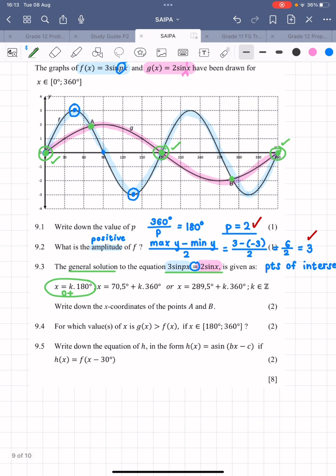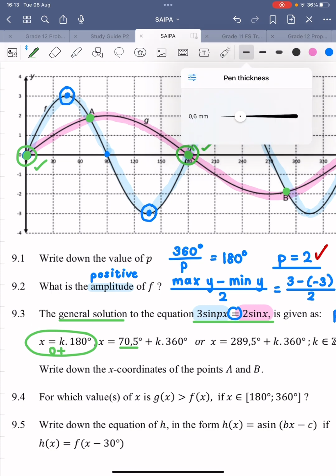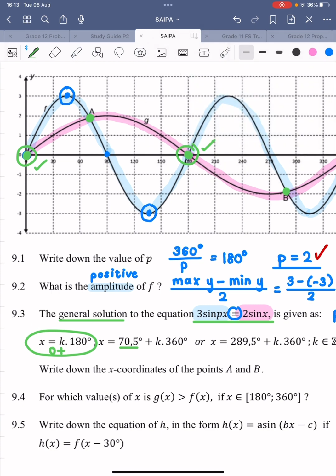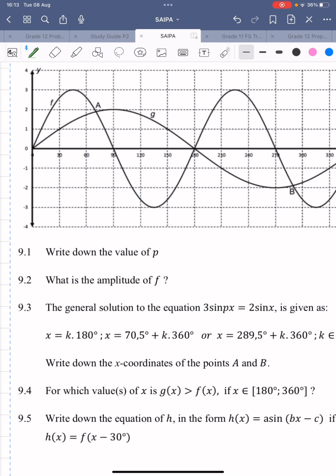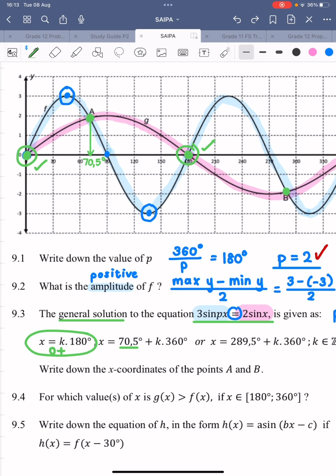The next general solution is x is equal to 70.5 plus k times 360. Now, guys, this is where 70.5 is going to be, right? 70.5 is between 60 and 90, and it is closer to 60 than it is to 90. So this is where we have 70.5. Right, so that is the x value of that point. I'm getting that from this general solution down here.